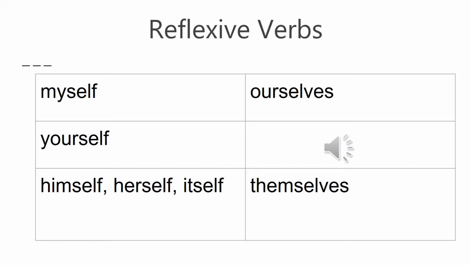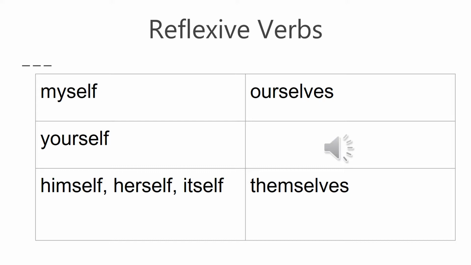Here I have arranged all the reflexive verbs into our verb conjugation chart that we use all the time. You should be very familiar with this. When I'm talking about yo, I, we say myself. I myself made this cake. When you're talking about you, yourself should be proud. Himself, herself, itself, you're talking about somebody else.